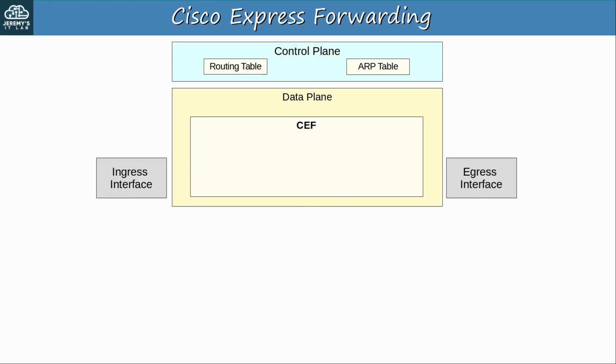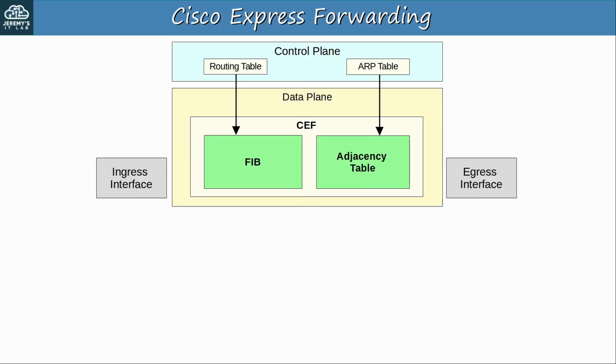Here's a similar diagram as before, this time for CEF. So, first the FIB and Adjacency Table are pre-built, using info in the routing and ARP tables. Now, building the routing and ARP tables typically involves sending and receiving packets. For example, OSPF packets to build the routing table, and ARP requests and replies to build the ARP table. Those types of messages are handled by the CPU, as in process switching, not by CEF.